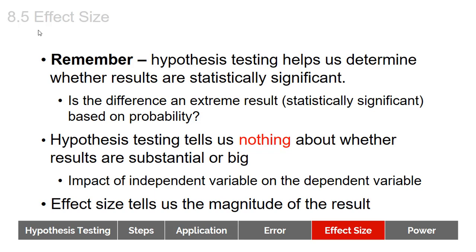So just keep in mind that hypothesis testing helps us determine whether results are statistically significant. We've talked about that. Is there a difference? Are our results extreme? Are they statistically significant? We use probability to figure that out. But hypothesis testing tells us nothing about whether our results really mean anything, if they're substantial or big. So it doesn't really talk much about the real impact of the independent variable on the dependent variable, but effect size will tell us about the magnitude of the result. So in our next video, we're going to walk through an example using some new data. I'll see you there.